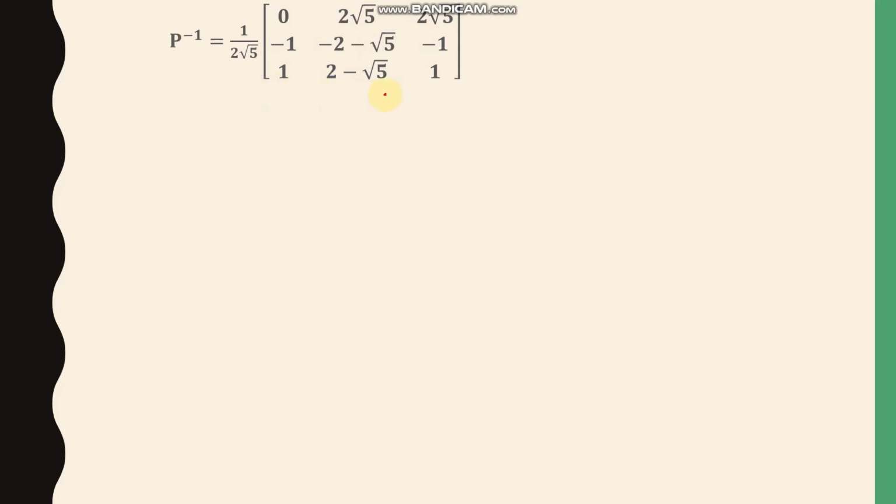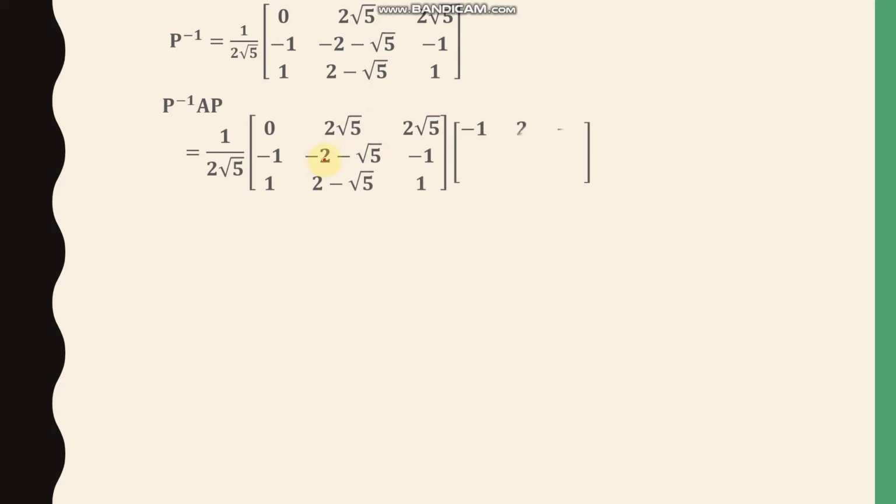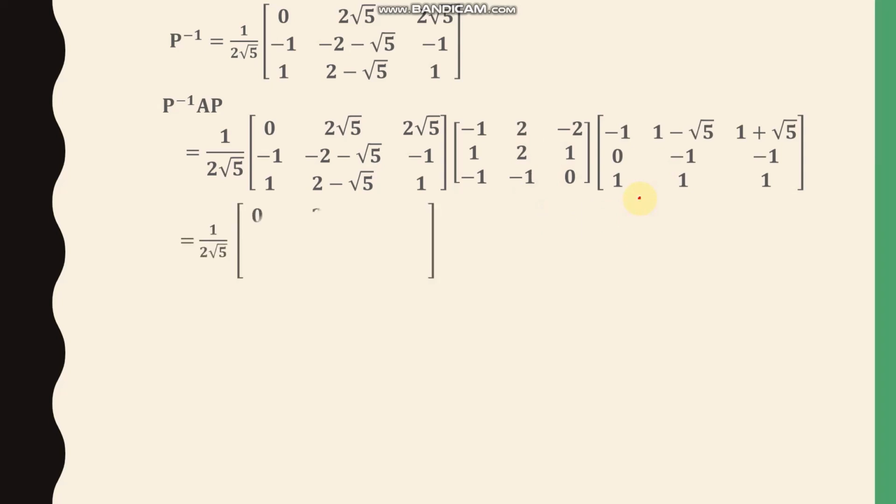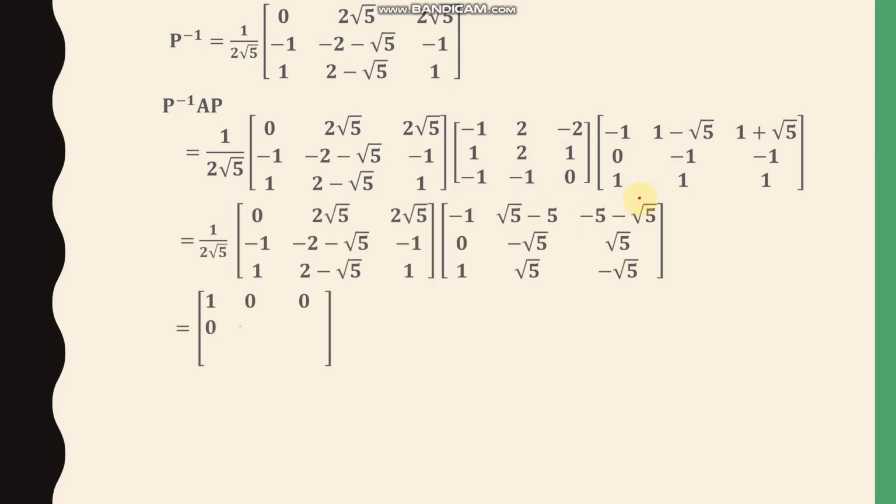Once you have got P inverse, find P inverse AP. Write down P inverse, write down A, write down the matrix P. Multiply these two matrices first. You will get this matrix and then multiply these two. You will get a diagonal matrix. And observe here, the diagonal elements are nothing but the eigenvalues only. These were the eigenvalues which we calculated, right? So you will get the eigenvalues on the diagonal.